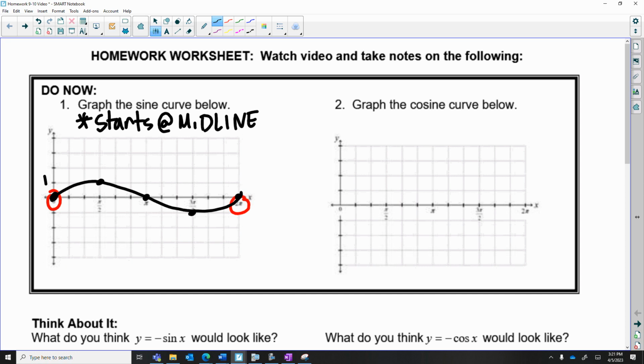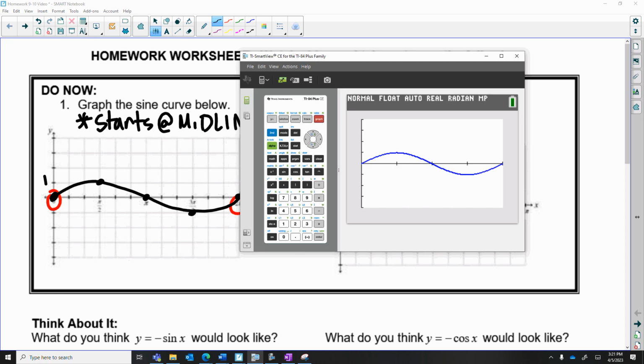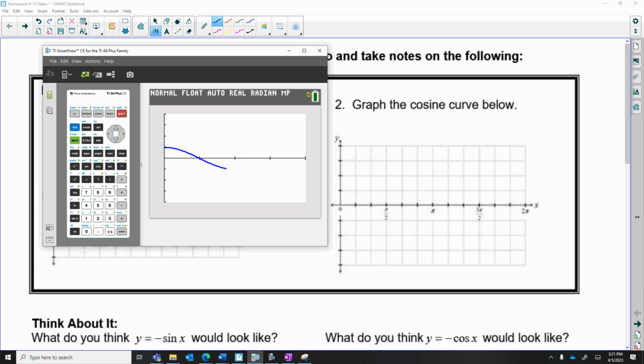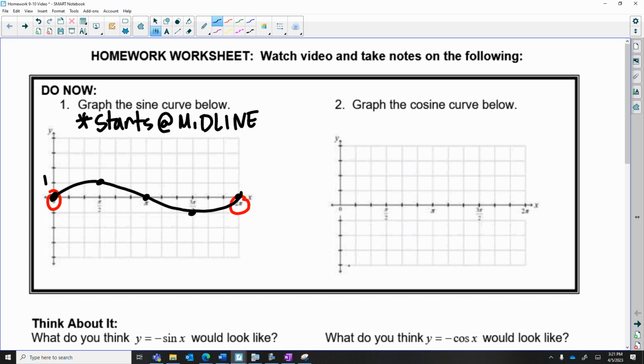Now we're going to do a cosine curve. To do that, we're going to leave our window exactly the same, and we're just going to press y equals cosine x. Notice cosine starts at the maximum. So we're going to go to 0, 1, and we're going to do maximum, midline, minimum, midline, maximum. The cosine curve starts at the maximum and comes back to the maximum.